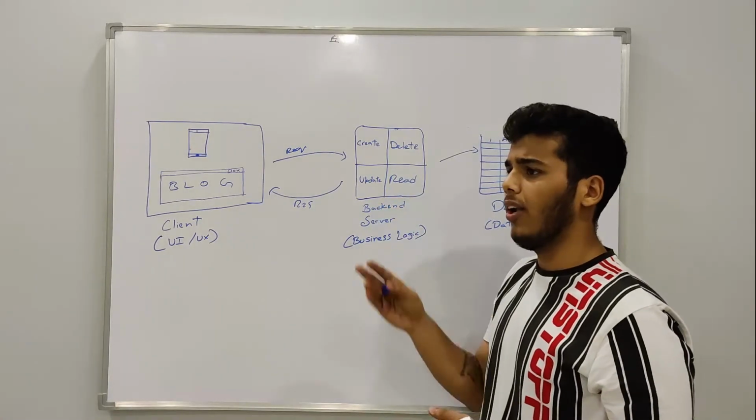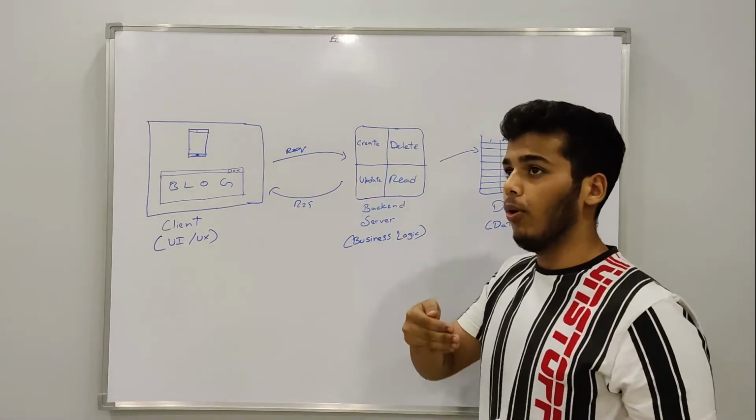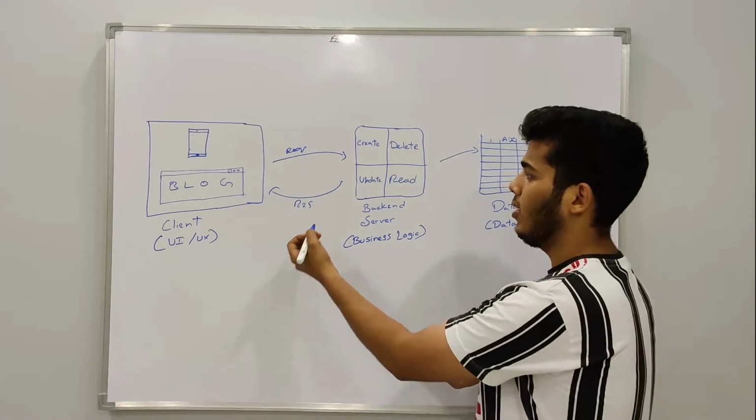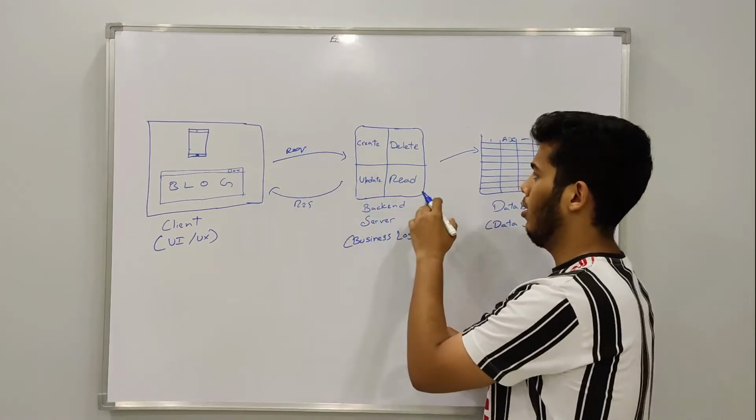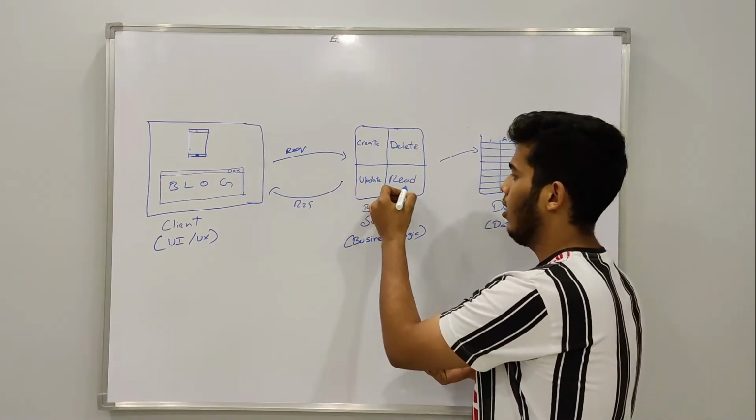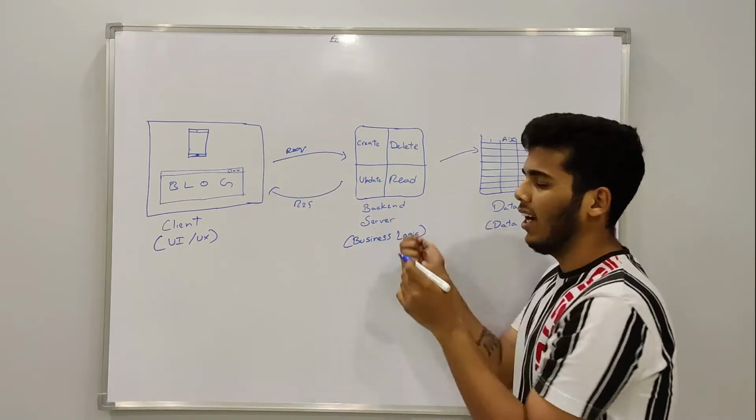The same goes for read. Now let's say he wants to read the blog he posted. So he'll be sending a request saying I want to read the blog with ID 1. So we'll be searching for ID 1. Now let's say ID 1 is not there.